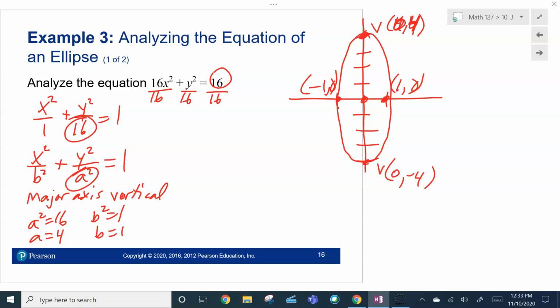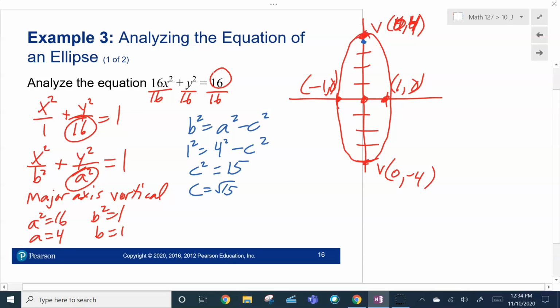Now the only other thing is the foci lie on that major axis. So they're on that vertical y-axis there. So I do need to find my c. I know b squared equals a squared minus c squared. B is 1, so I got 1 squared. A is 4, so 4 squared or 16. So c squared equals 15, so c equals square root of 15. That's about 3.8, 3.9. It's between square root of 9 and square root of 16, so between 3 and 4.